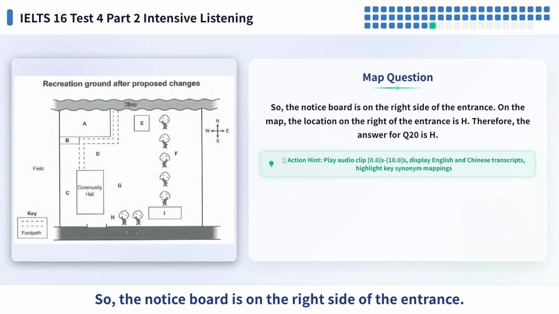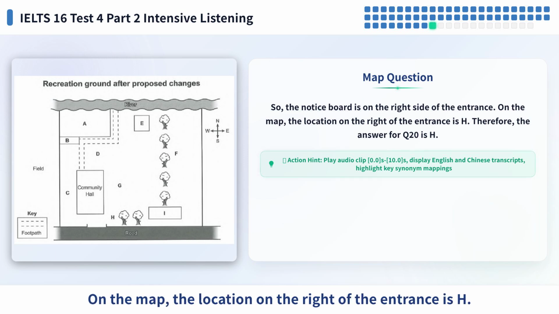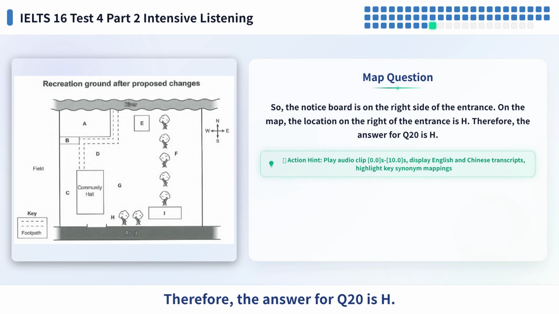So, the notice board is on the right side of the entrance. On the map, the location on the right of the entrance is H. Therefore, the answer for Q20 is H.